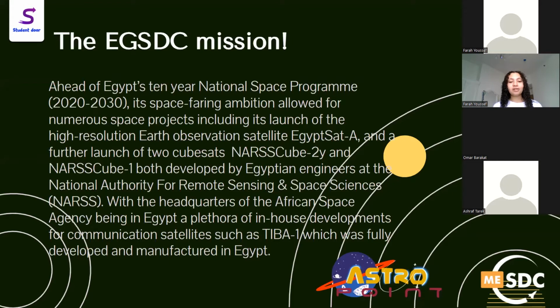So there are two CubeSats, most prominently known as NARS Cube 2Y and NARS Cube 1, and they're all developed in-house in Egypt by Egyptian engineers, which I think is quite exciting because it can really give us a look at the skills that are already in Egypt and how we can actually be self-sustainable in terms of using such technologies here in Egypt.